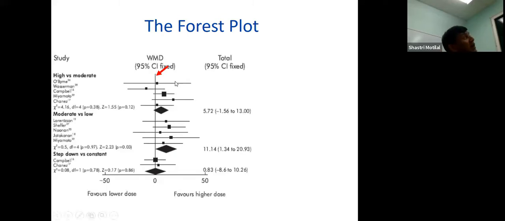Now, if this vertical line was not mean difference, but relative risk, what would be the value here? 1, most correct. So if this was a study looking at relative risk as opposed to mean difference, the value of no effect would be 1, right? Perfect.